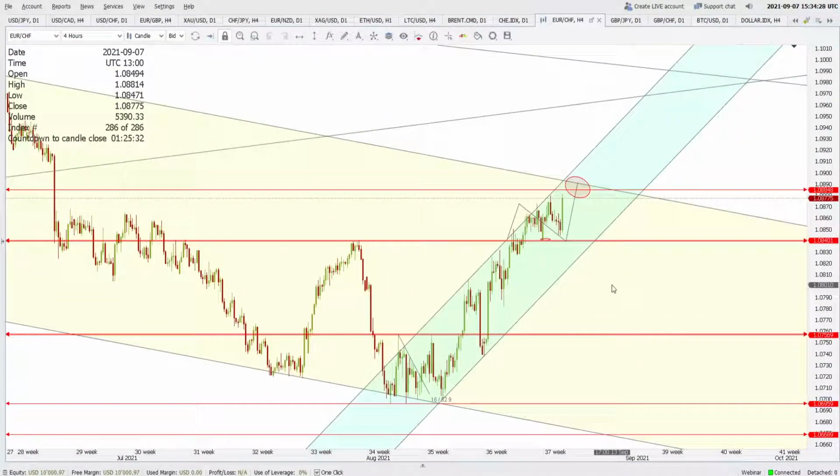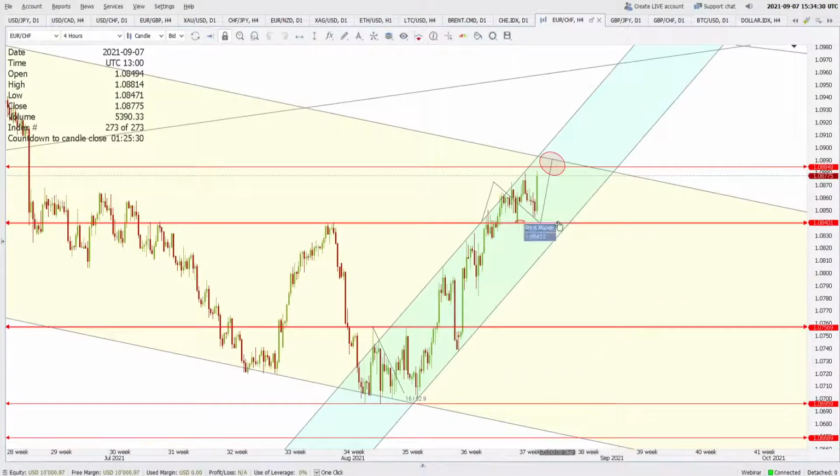Talking about the euro and CHF, the price is going in the area which I think is best for opening the sell position in the euro against the Swiss franc. Okay, this is the zone of resistance.